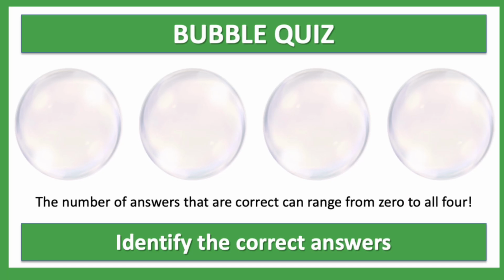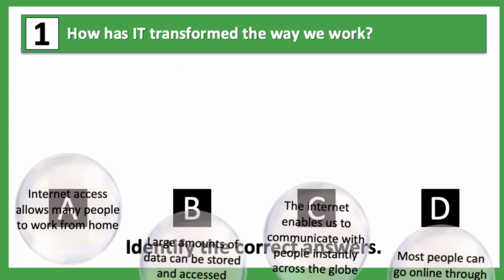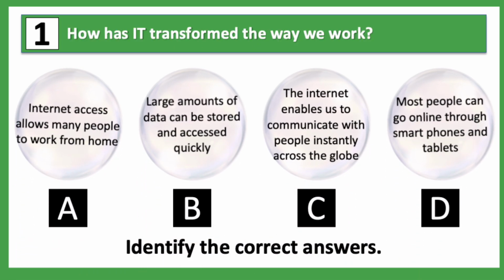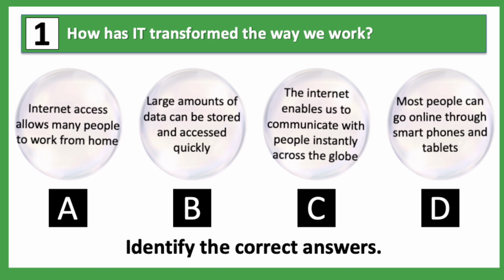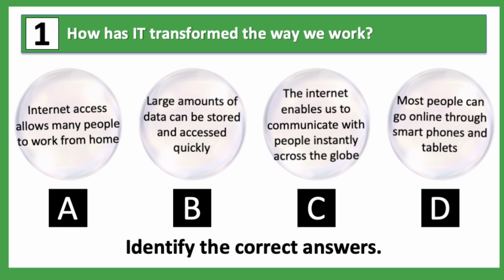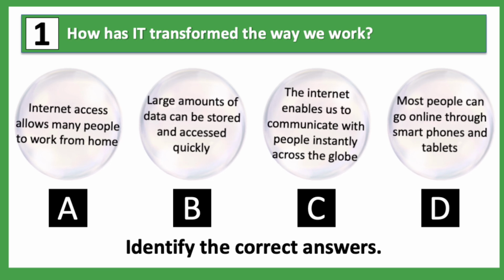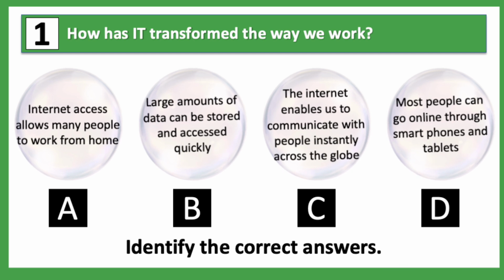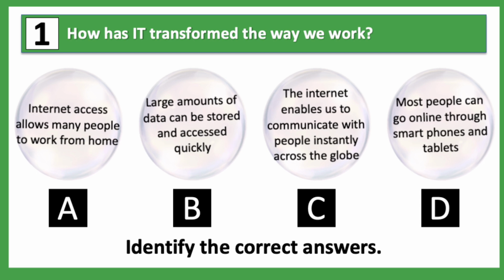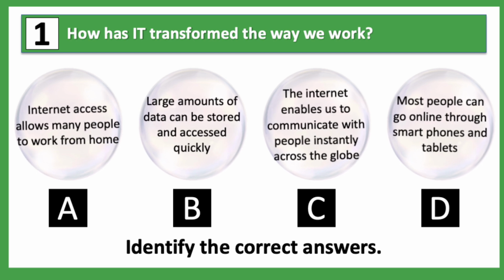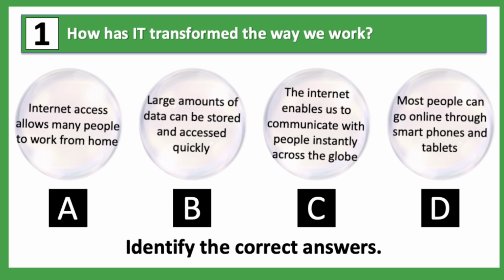Right, let's move on to a bubble quiz. So with a bubble quiz, you will see a number of questions. The number of answers that are correct can range from 0 to all 4. Let's go. How has IT transformed the way we work? A. Internet access allows many people to work from home. B. Large amounts of data can be stored and accessed quickly. C. The internet enables us to communicate with people instantly across the globe. And D. Most people can go online through smartphones and tablets. So how many of those are correct? You need to identify the correct ones.